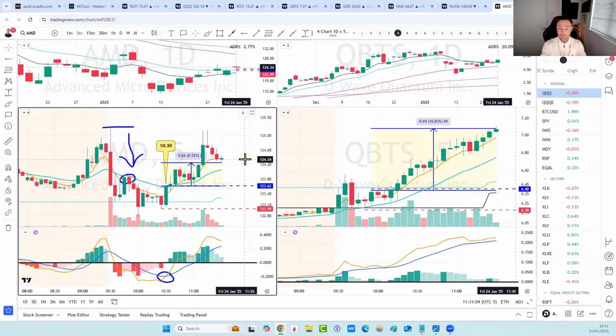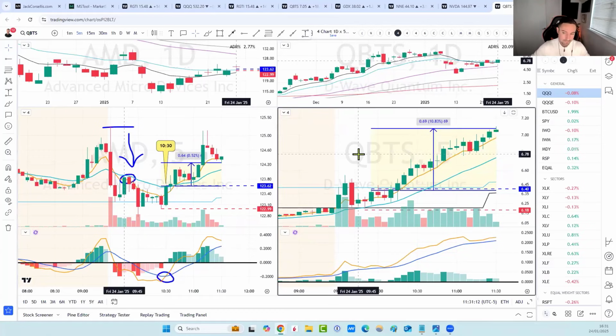Focus on the stocks that are showing you one, relative strength on the daily chart, and two, intraday relative strength as well. I think over a series of large trades, you'll be happier with the end result. That's kind of my view on it.